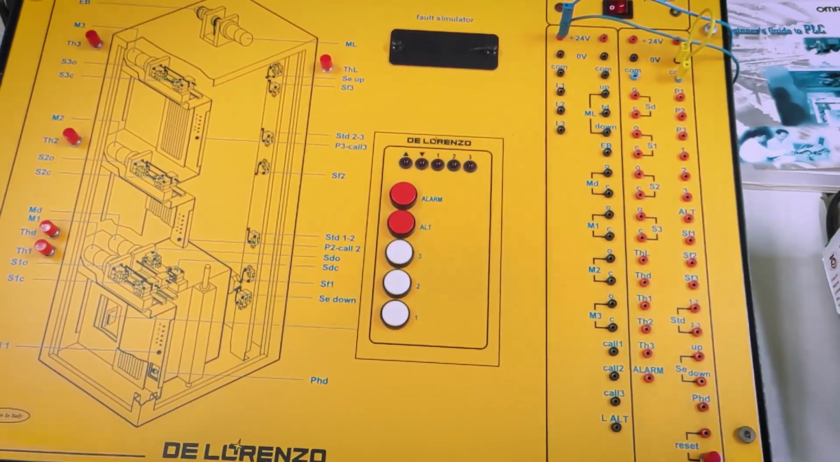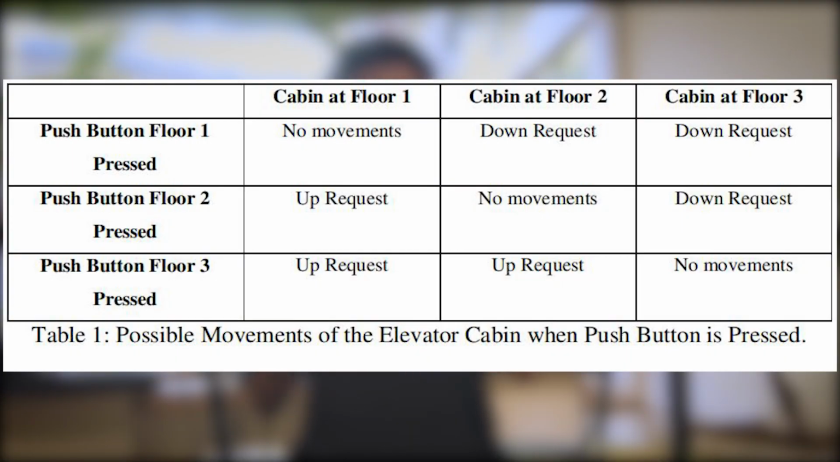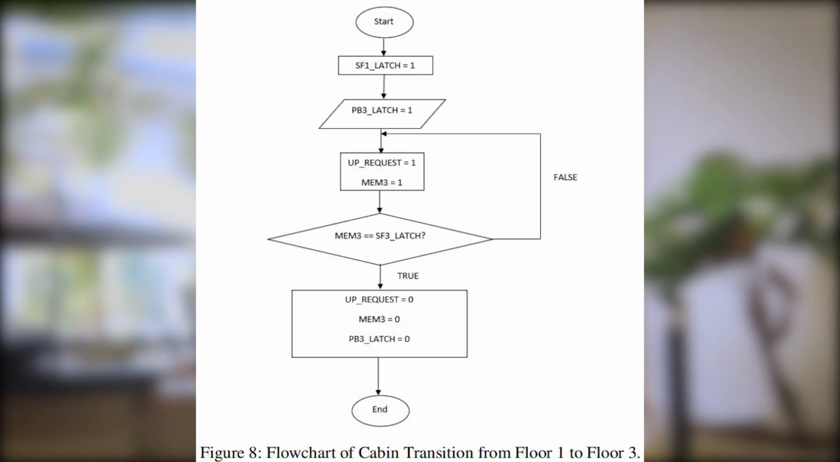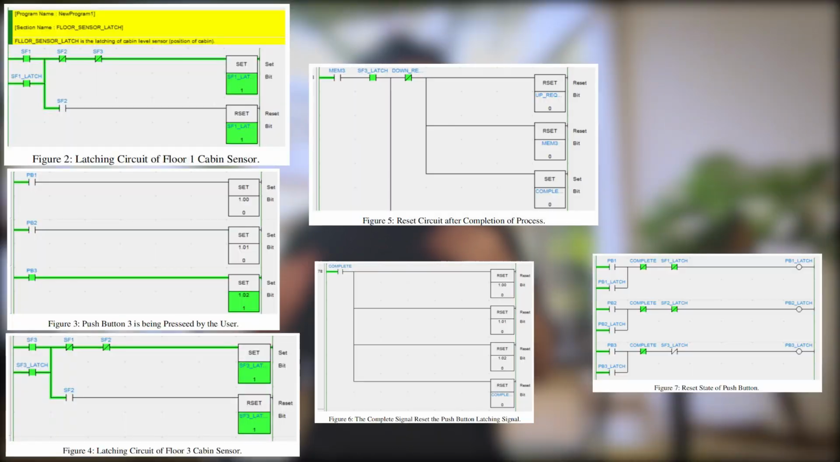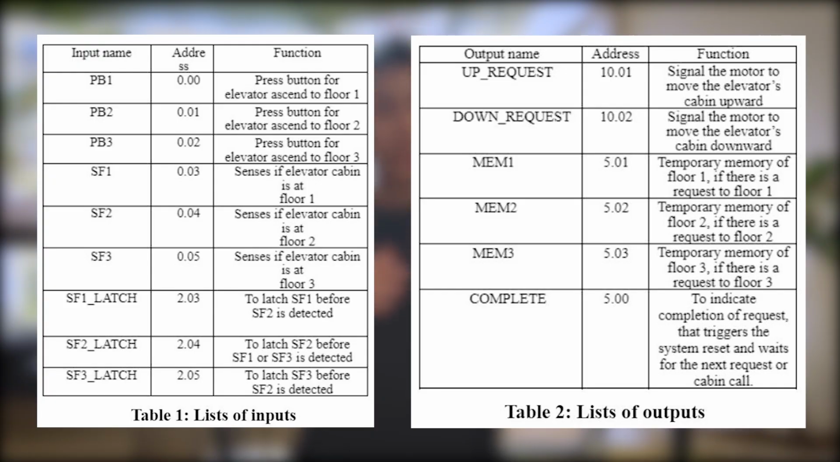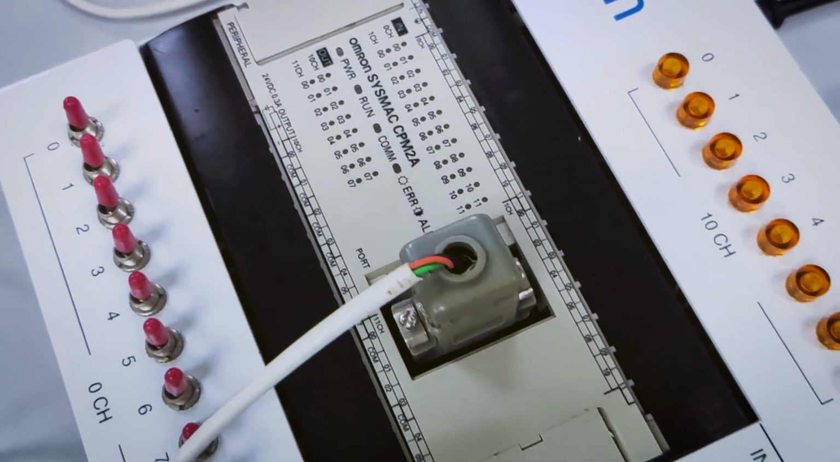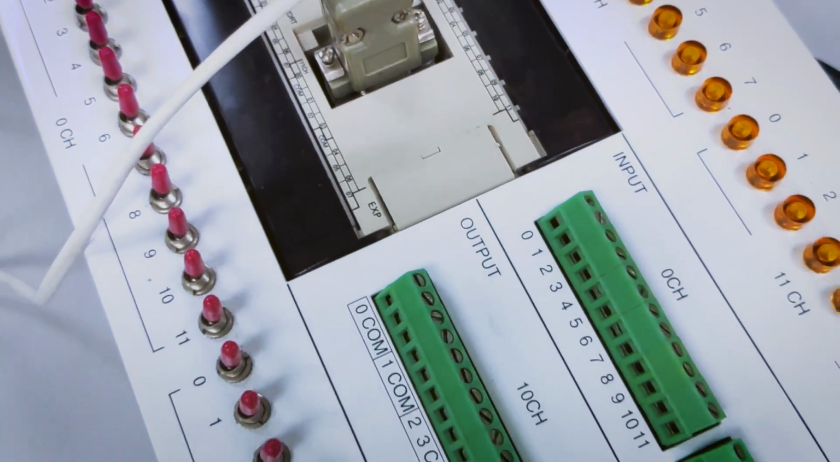Since there are 3 floors available for the elevator model, our team considered all possible cases for the elevator to move up and down. The first step is to draw a flowchart to determine the inputs and outputs that are needed for our system. Once we have those, we can start constructing the ladder diagram to program the PLC. We also make sure that the input and output addresses on the PLC match those in our program. And after going through several trial and error, here's the result.